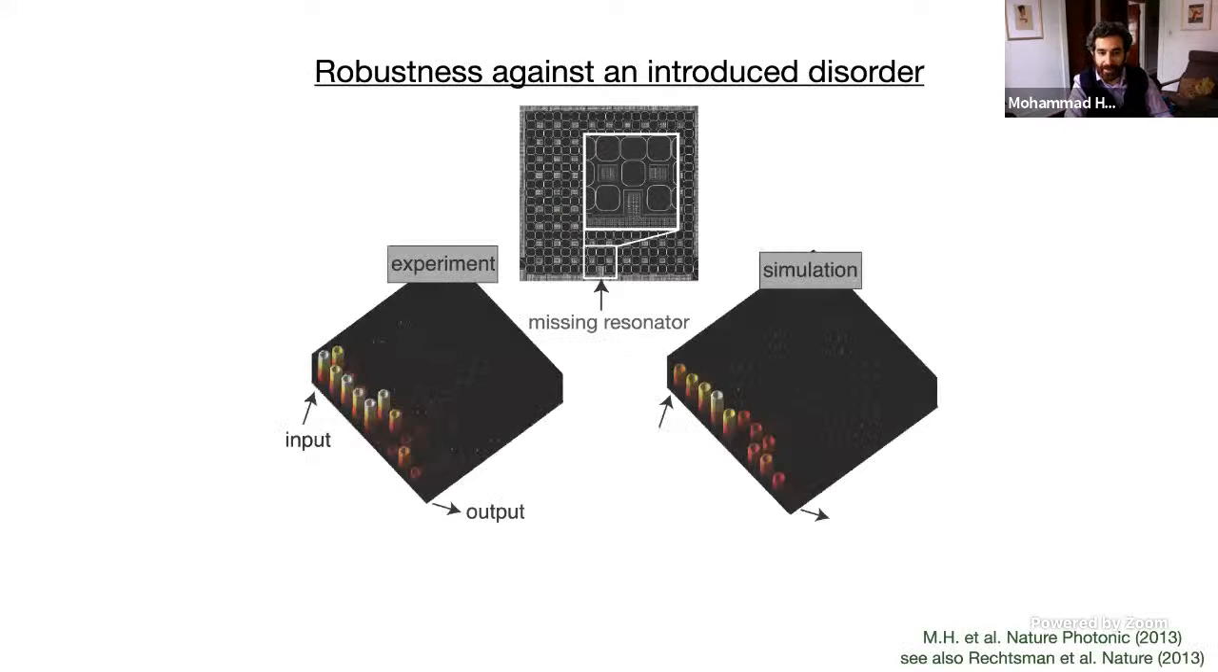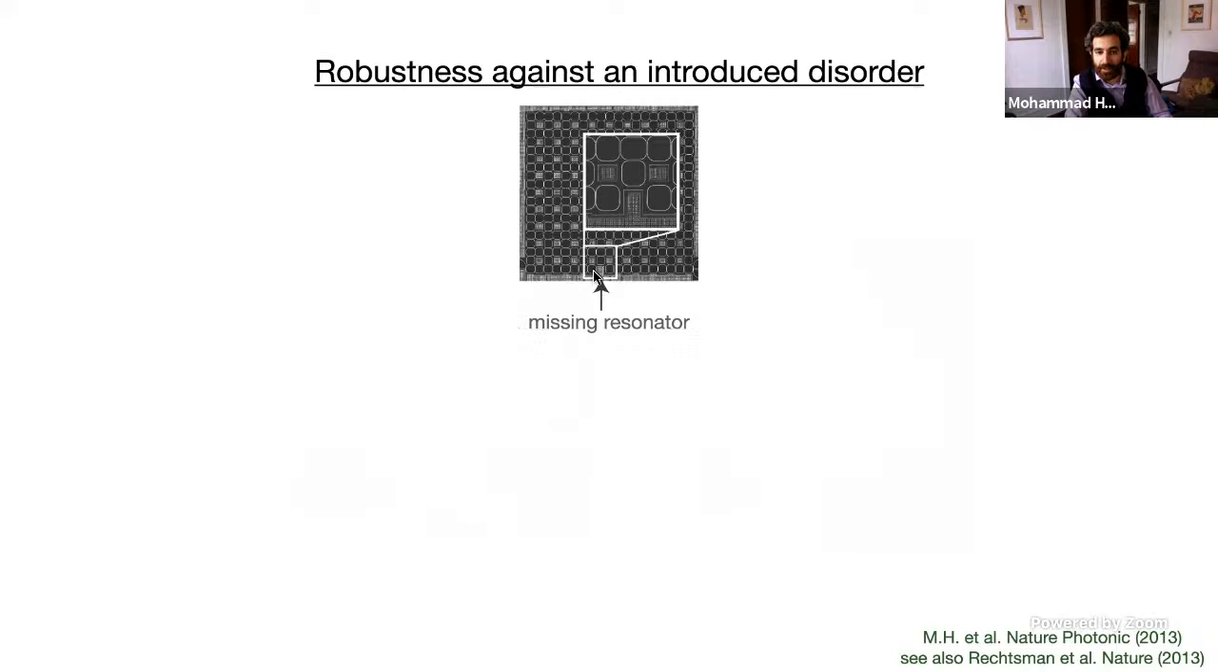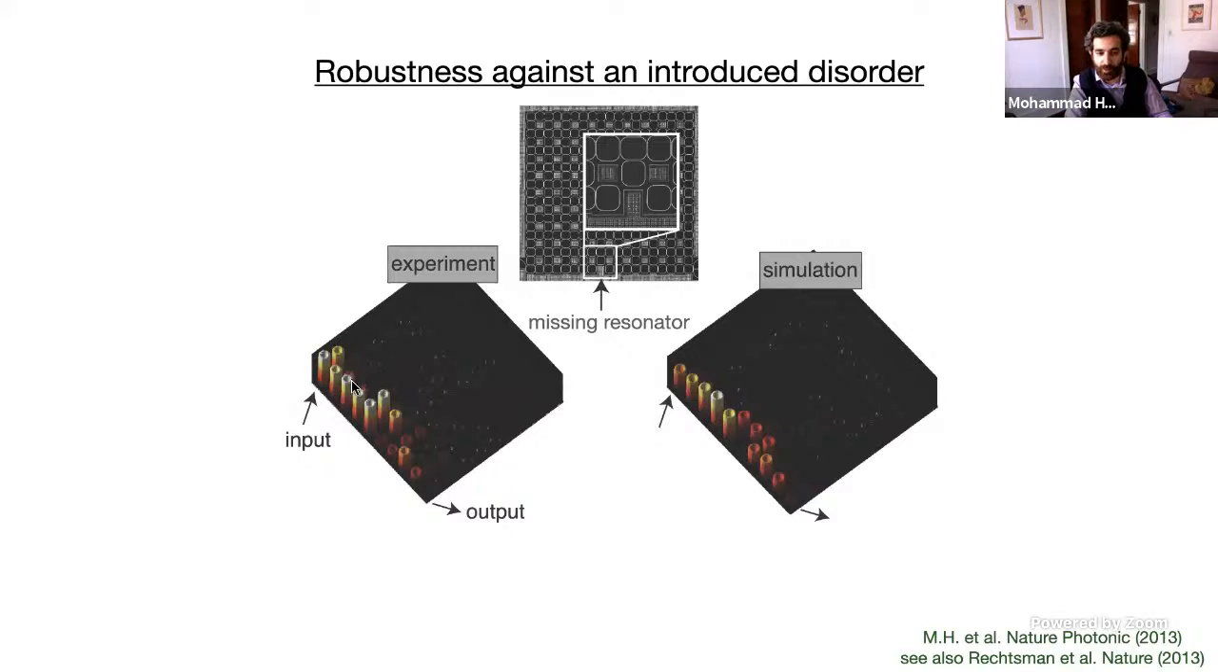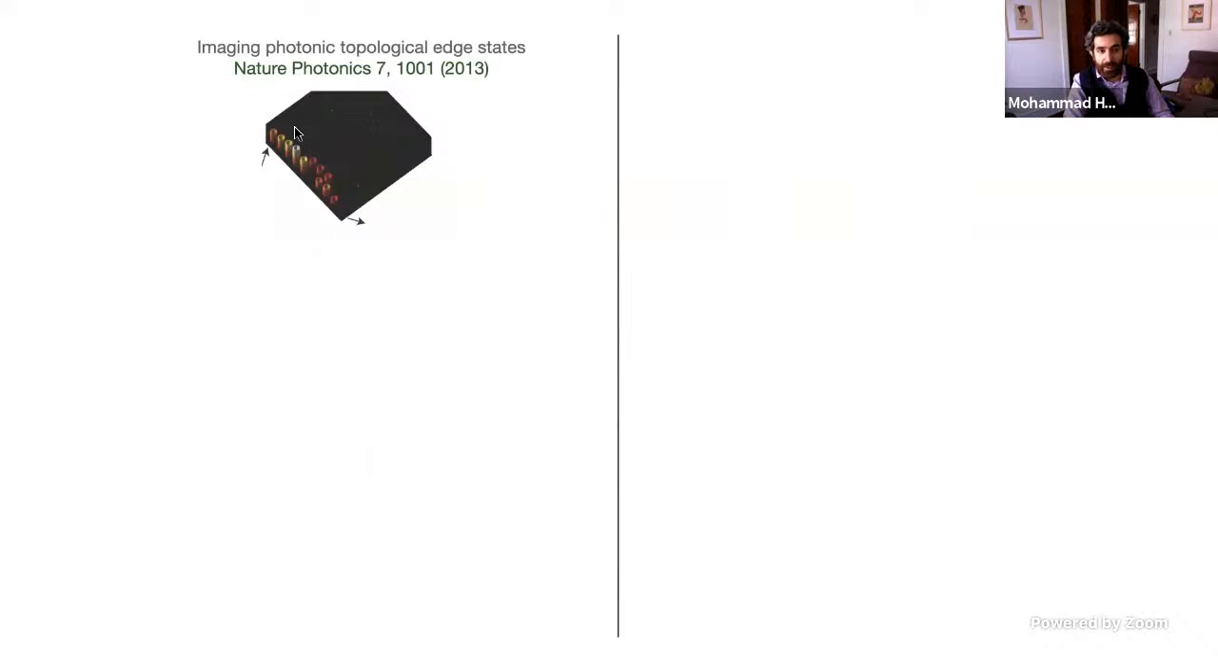So if you go to the edge of the system, and if you intentionally remove one of these resonators, as advertised, the photon will not backscatter into the bulk or go backward. It would go around the impurity and then continue its way. So this is a simulation. This is an experiment. This was the first experiment that we did. After that, we have, of course, better data, but this is from the 2013 paper. And it goes around the impurity and then continues its way. So that was the imaging of the topological edge states.